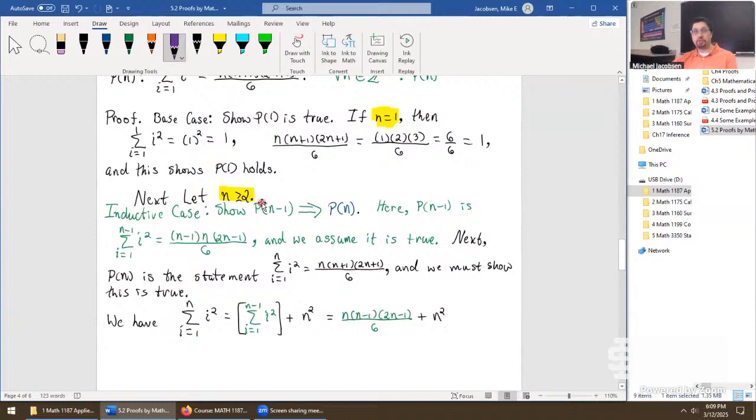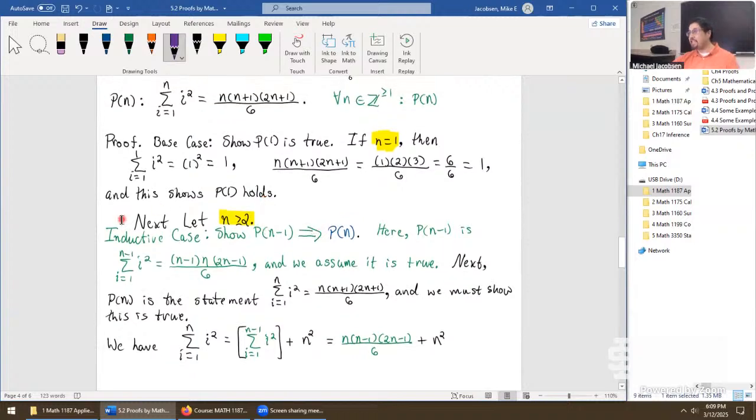So next at n equals 2, the idea with the inductive case is if we're going to prove this implication, we just start by assuming that it is true right away.